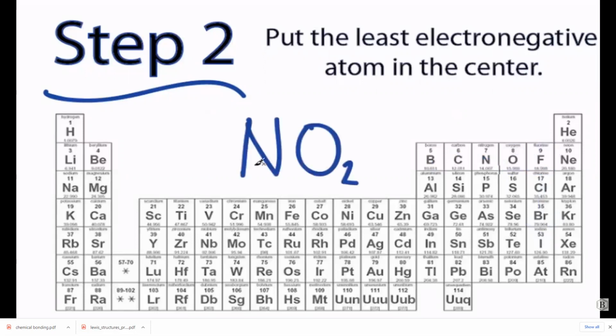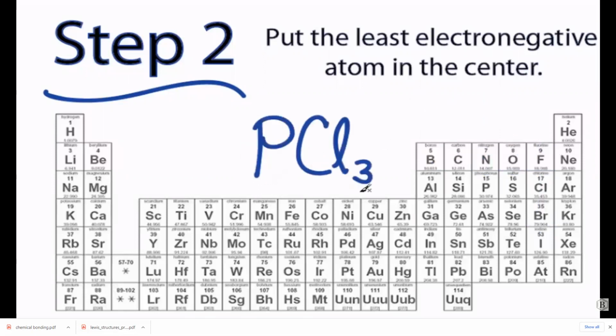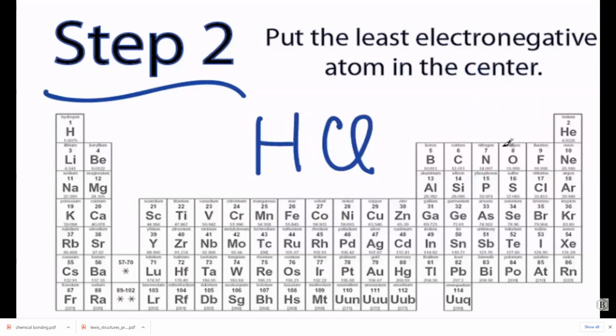When I draw the Lewis structure for something like NO2, I can see that nitrogen is further away from fluorine than oxygen. That means when I draw my Lewis structure, I'll put nitrogen at the center and oxygens on the outside. For something like PCl3, I can see that phosphorus is further away from the fluorine than the chlorine atom. So I'll put phosphorus at the center and the chlorines on the outside, like this.